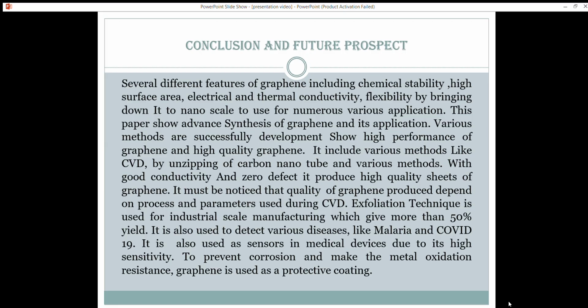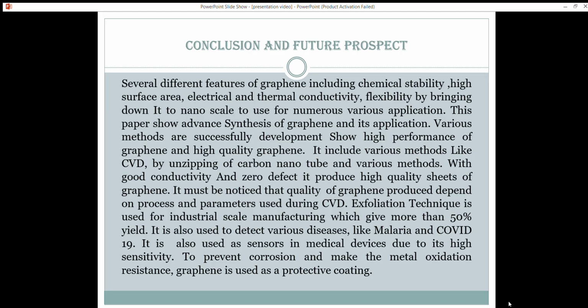This presentation shows advanced synthesis of graphene and its applications. Various methods have been successfully developed which show high performance and high quality of graphene. It includes methods like CVD, unzipping of carbon nanotubes and various other methods. With good conductivity and zero defects, it produces high quality sheets of graphene. It must be noticed that the quality of graphene produced depends on the process and parameters used during CVD.